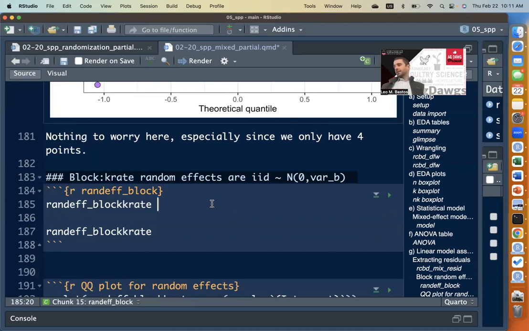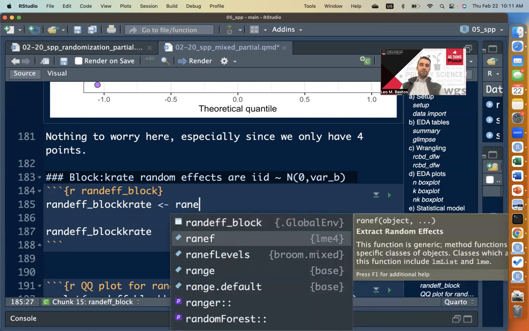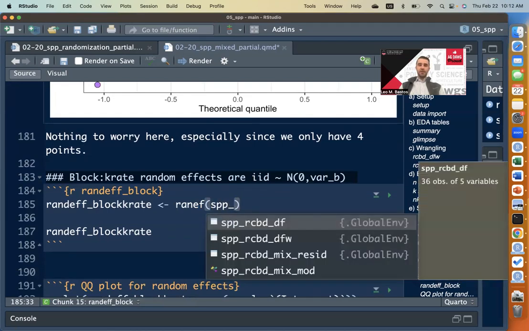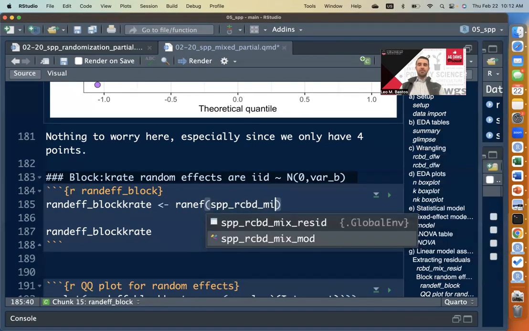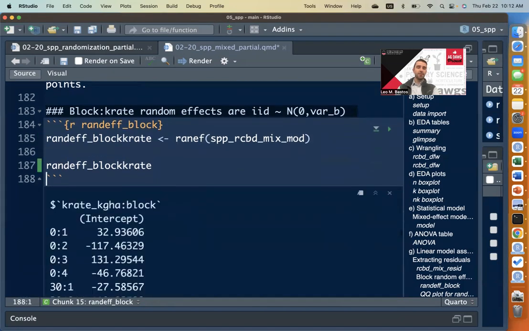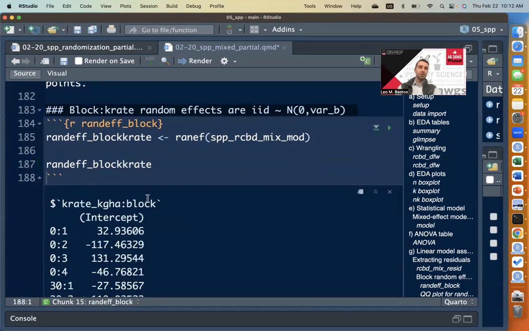All right, so the next thing that we want to check is the same thing, but for the interaction between block and potassium rate. So we're going to use the same approach. We're going to call that function runf for random effects. We're going to give the model name again, which is the same model, SPP_RCBD_mix_mods. Make sure you get the mods. Just as before, if we run this and print it below, you do get these two components.